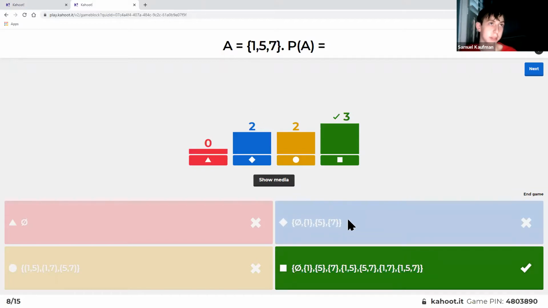This guy is missing sets. The blue one is missing subsets that have multiple elements, and the yellow one is missing a few. It's missing the empty set, and it's missing ones that have one or three elements. So green is the only one that has every subset of A.